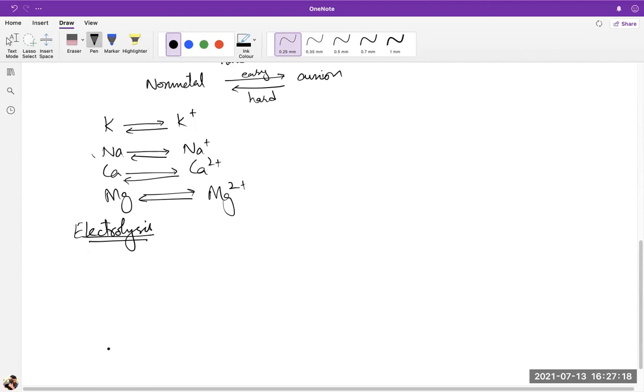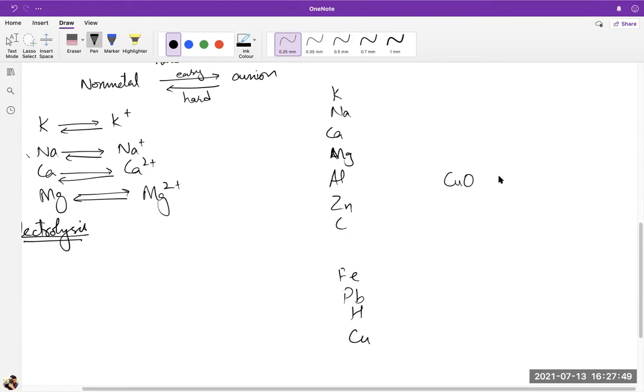So what happens here? We've talked about displacement reaction, right? I'm going to write the reactivity series here. It is magnesium, aluminium, zinc, carbon, lead, iron, hydrogen, copper. So let's suppose I have copper and I find a rock where copper is. Copper exists as copper oxide. I want pure copper, so I want this copper ion to convert to copper metal and oxygen, right?